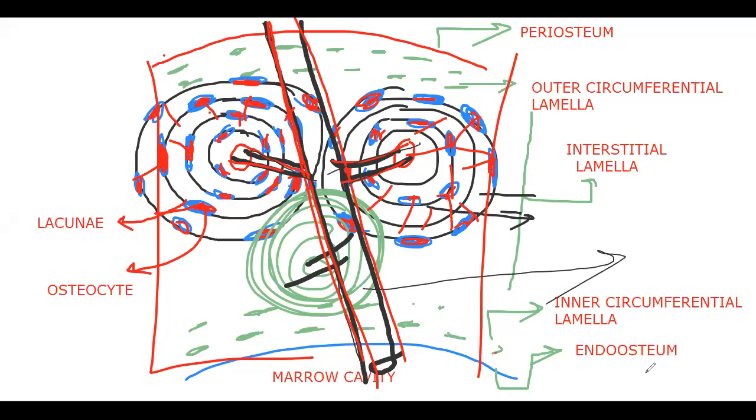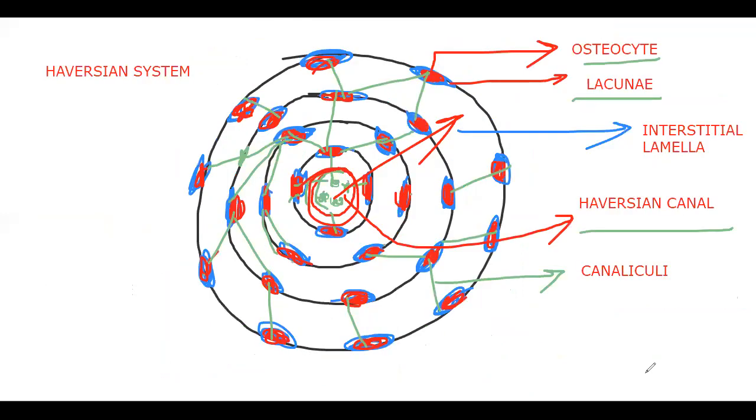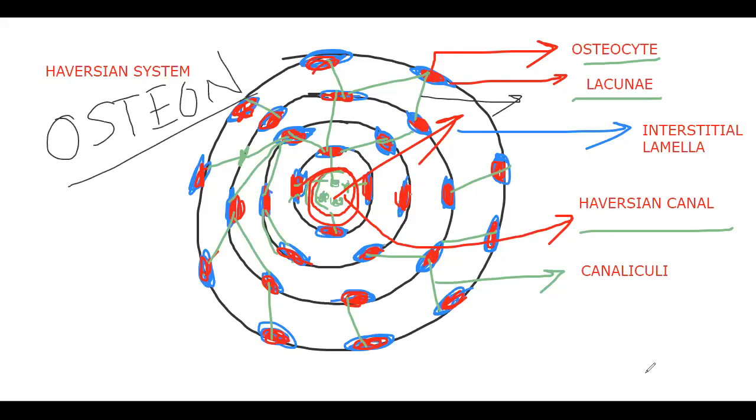Each Haversian canal has an artery, vein, lymph vessel, and nerve fiber, surrounded by many concentric rings, and each concentric ring contains empty spaces called lacunae, with osteocytes, so that everything is connected with the help of canaliculi. This is what we call the Haversian system, which is also called osteon.